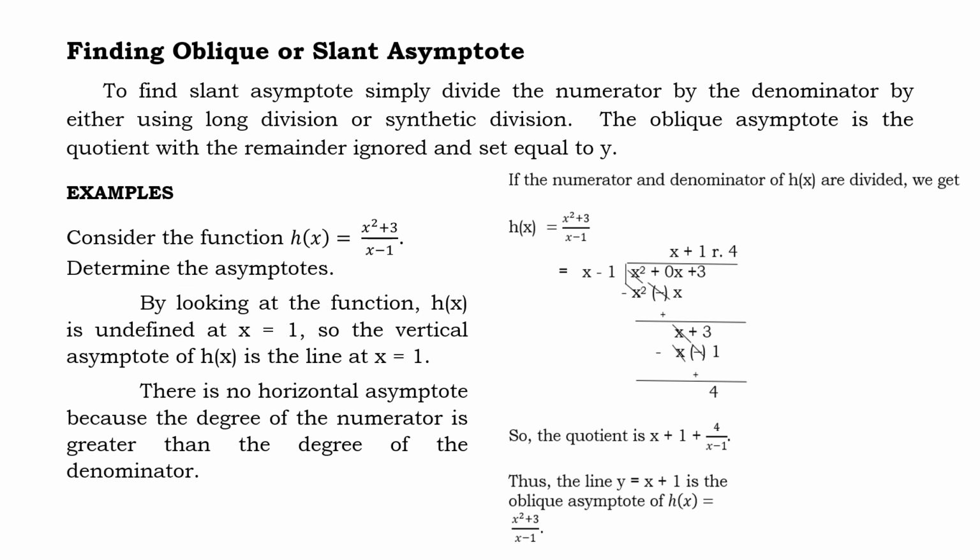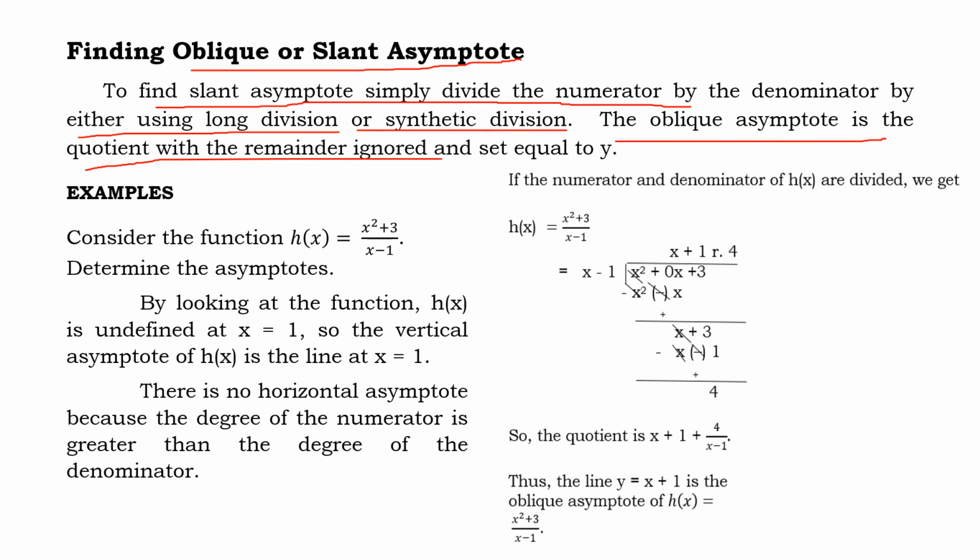So, finding the oblique or slant asymptote. To find the slant asymptote, simply divide the numerator by the denominator, using either long division or synthetic division. The oblique asymptote is the quotient with the remainder ignored and set equal to y. So we just simply ignore the remainder. We get the resulting quotient of your polynomials, then we ignore your remainder.